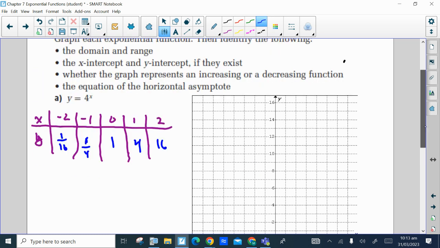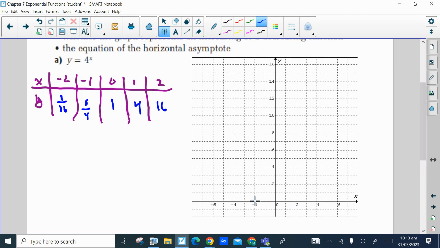When x is -2, y is 1 over 16. So it's very, very small, but it's positive. When x is -1, y is 1/4. When x is 0, y is 1. We've got the point 1, 4 and 2, 16. So this is the graph of that function.